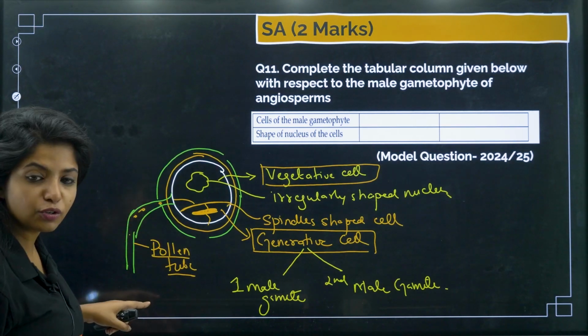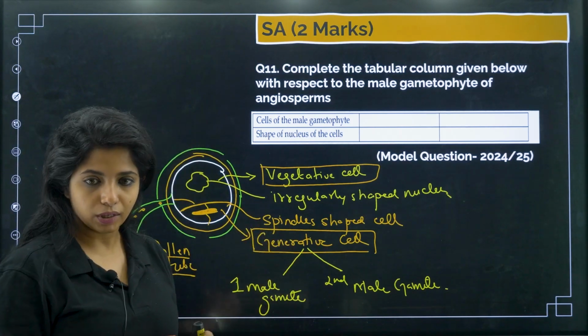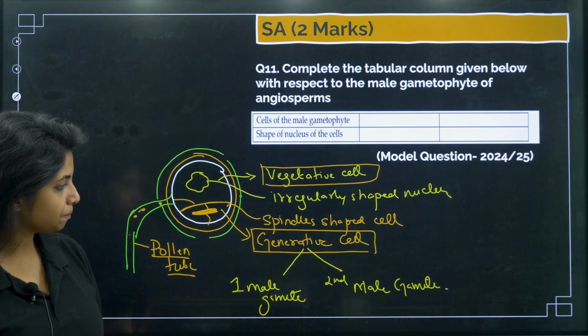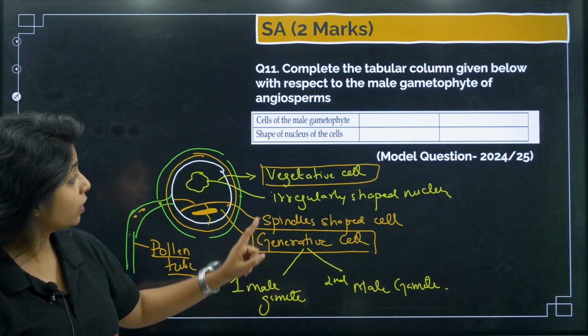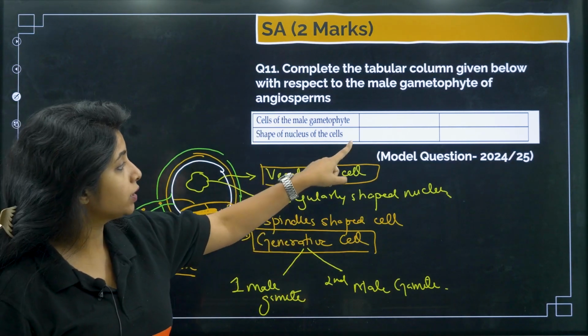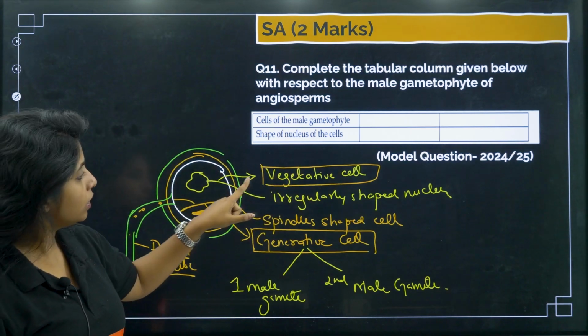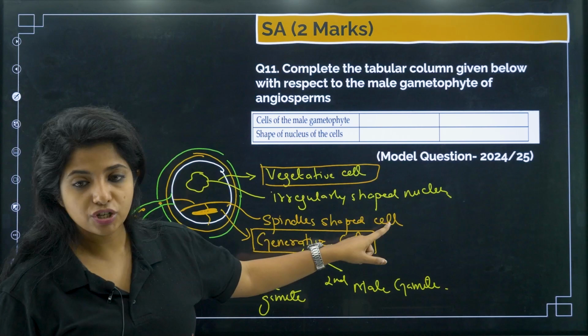And where is the male gamete going? Going to the female egg cell. So that is the thing. What the question asks: the cells of the male gametophyte are the vegetative cell and the generative cell. The shape of the nucleus of the cell, I told you, they are asking about the nucleus, not the shape of the cell. So in the vegetative cell, the nucleus is irregularly shaped.